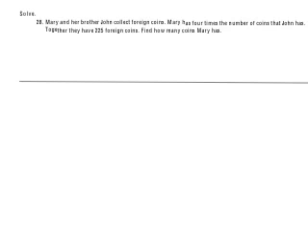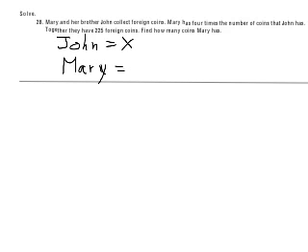Well, yes you can. So, who has more coins? Mary has 4 times the number. Okay, Mary has more coins. So we can pick Mary as X, but it'd be easier to pick John as X. So let's say John equals X. Okay, so then Mary equals what? Mary has 4 times the number of coins that John has, so she would have 4X.